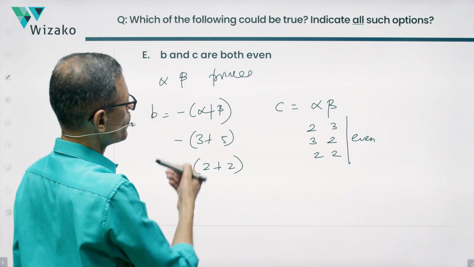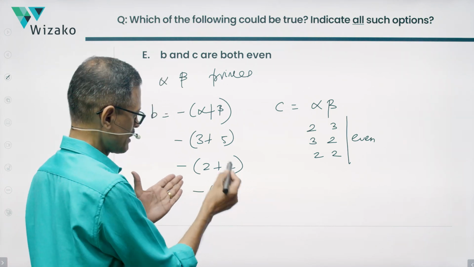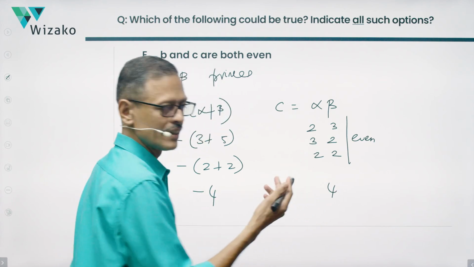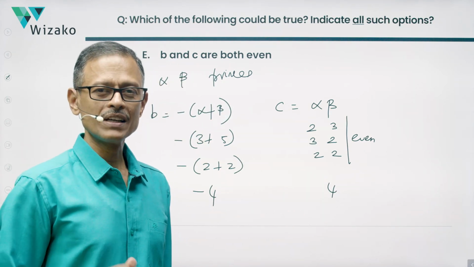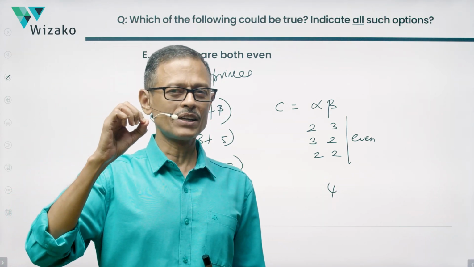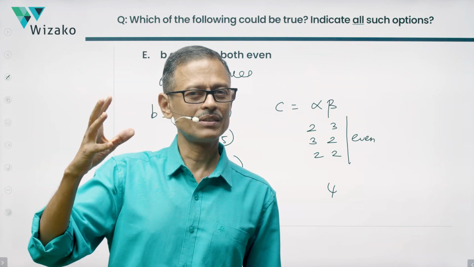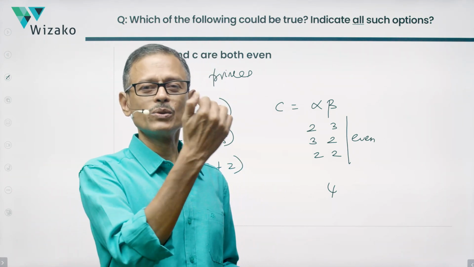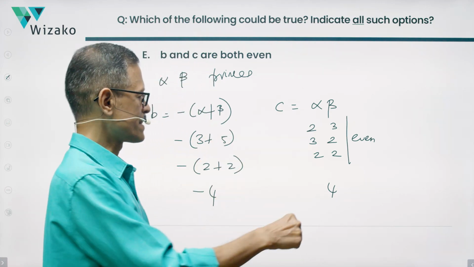Can B and C both be even? Yes, -4 is even when the roots are 2 and 2. +4 is even, the product is even when the roots are basically 2 and 2. We shouldn't miss out the possibility of both the roots being the same value, because in quadratic equations, the roots can be distinct or the roots can be equal. Roots can be equal when the roots are basically 2 and 2.